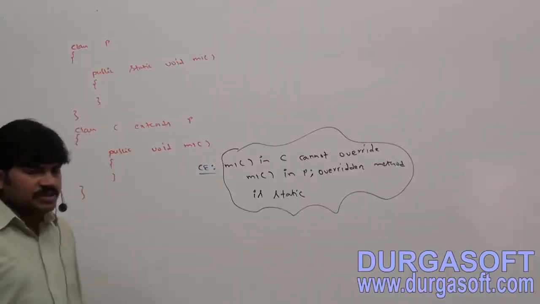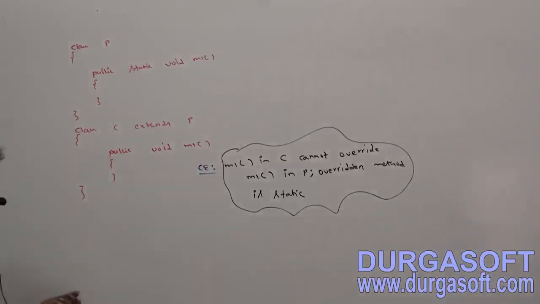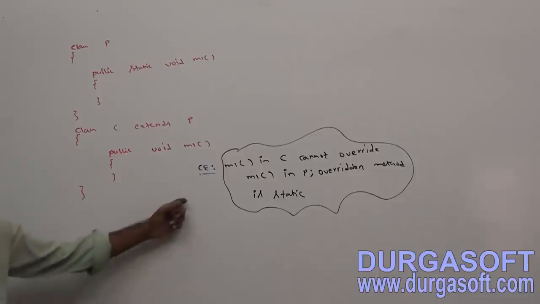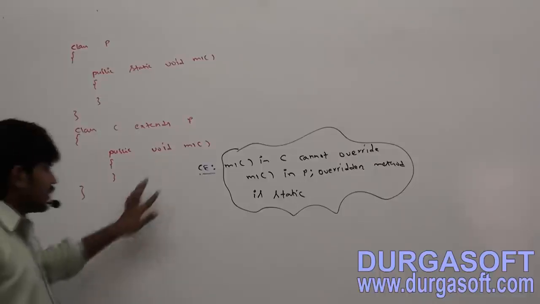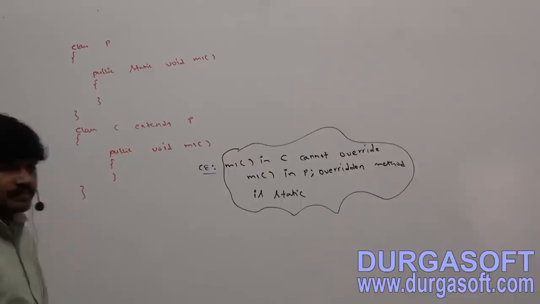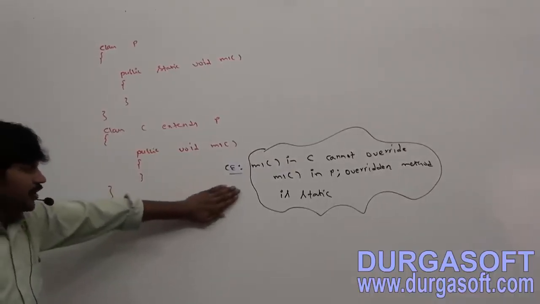M1 in C cannot override m1 in P. Overridden method is static. Can I complete it, right? Overridden method is static. Okay, so make sure you people are aware of this clearly, right?